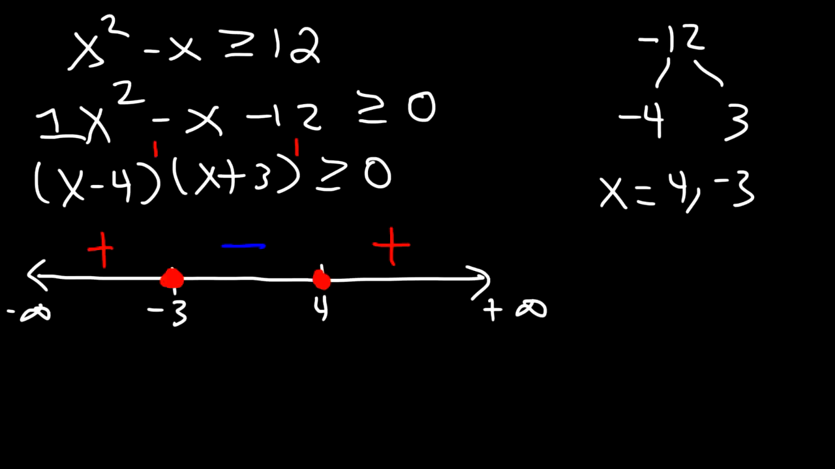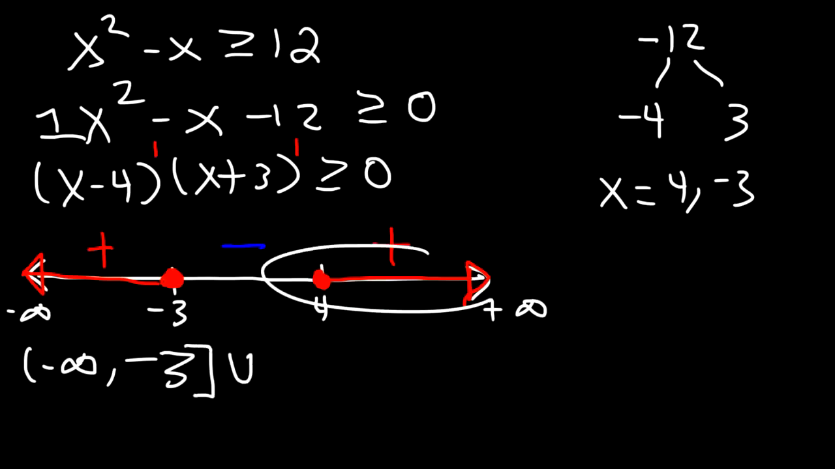Now, we're looking for the region where it's positive. So we need to shade this region and the region on the left. To write the answer using interval notation, it's going to be negative infinity to -3. It includes -3, so we need to use a bracket instead of a parenthesis. And then union for the second part, it's going to start back up at 4 and go to infinity.